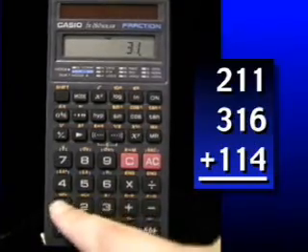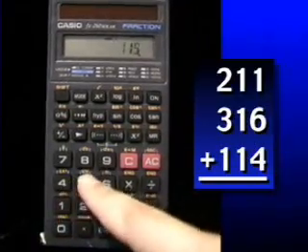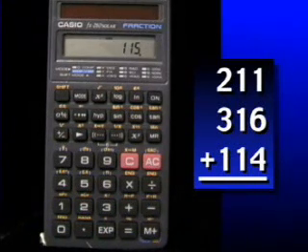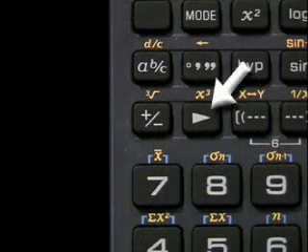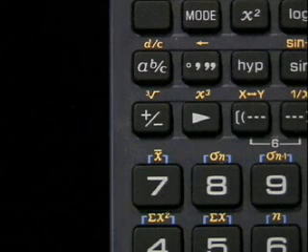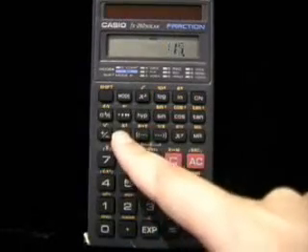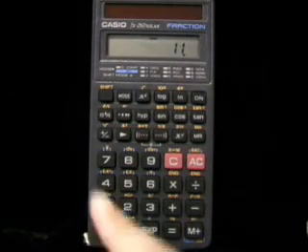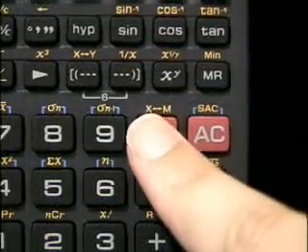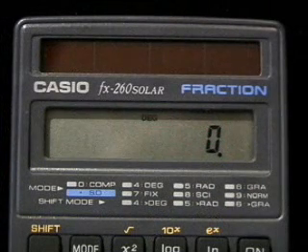Let's try another problem. 211 plus 316 plus 114. Oops, we entered 115 by mistake. There are 2 ways to correct an error like this. One way is by using the backspace key. The backspace key, the one with the solid triangle on it, located above the 8 key, allows us to remove 1 character at a time without erasing the entire number entered to this point. We press the backspace key once, and the 5 disappears. Now I can enter 4, making the entry 114. You could also have pressed the red C, or clear key. That would have erased the entire entry, 115, and you would then have to re-enter the entire number correctly.